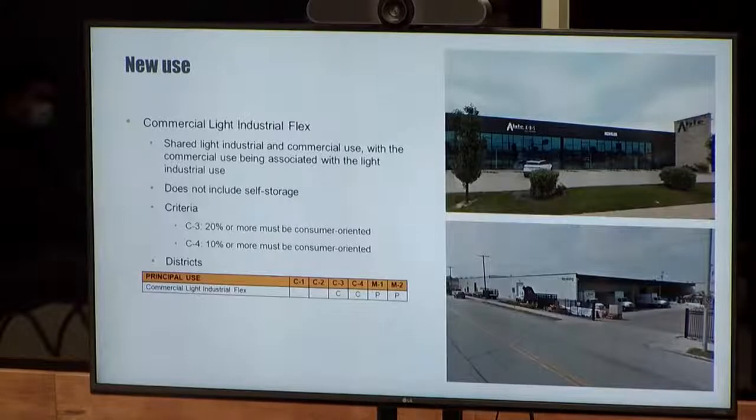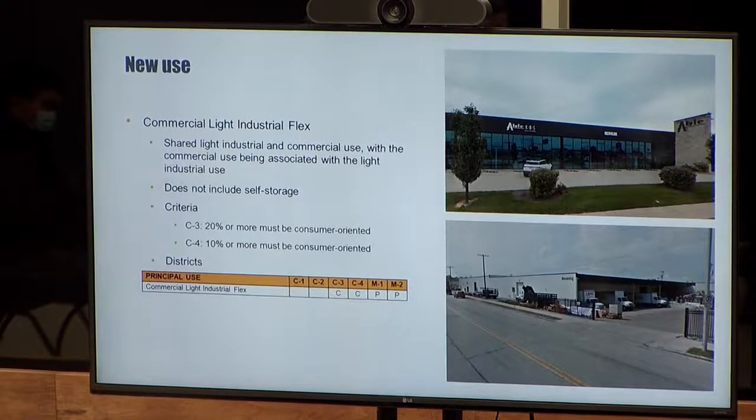We'll also be introducing a new use called Commercial Light Industrial Flex. So we really like the example of Able and Kohler over on Highway 100, where they have the showroom in the front and the distribution center in the back. So the definition is shared light industrial and commercial use, with the commercial use being associated with the light industrial use. We want to make sure that we don't include self-storage in this definition, so those will not be allowed within this new use. Some numbers we're working with right now: within C3, we're suggesting 20% or more must be consumer-oriented, and in C4 it would be 10% or more. If you all have suggestions, we're open to them. And then this would be a conditional use in C3 and C4 and permitted in the manufacturing districts.